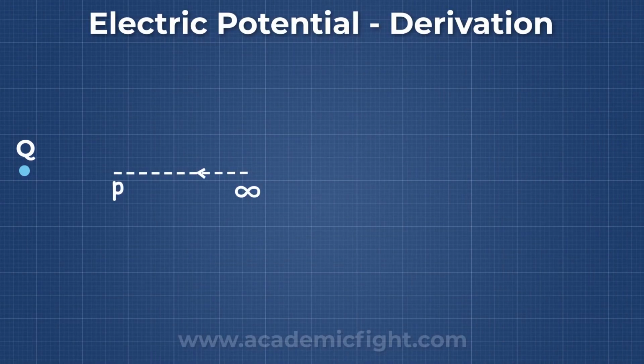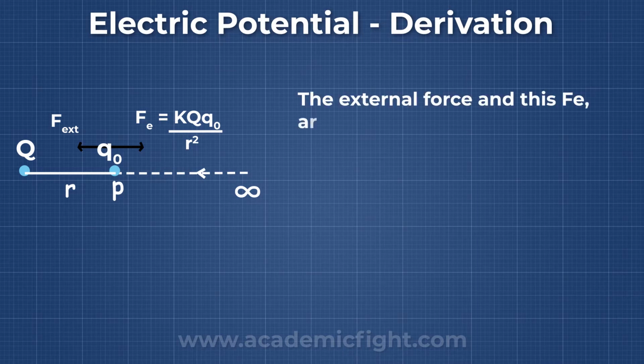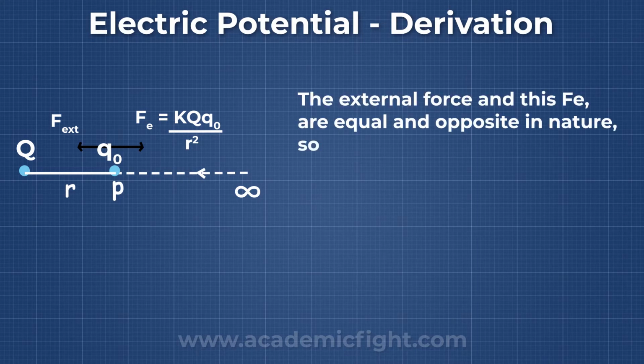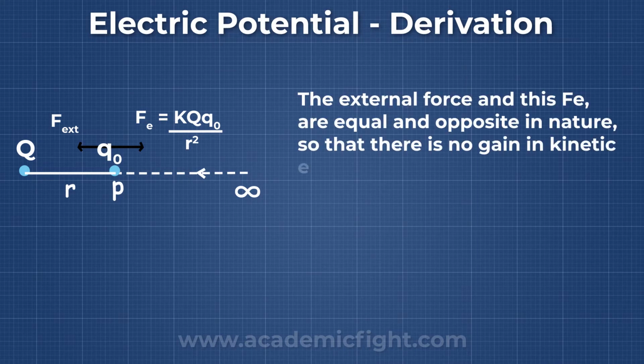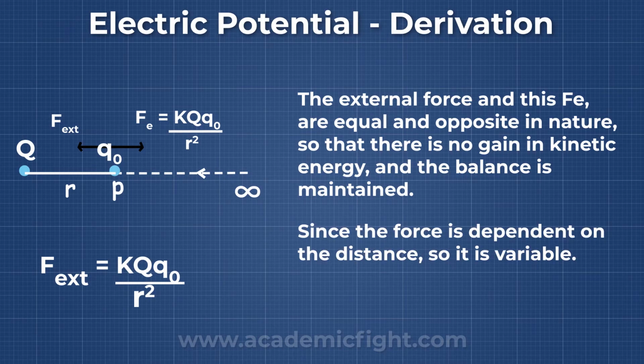Let's say we have a charge, Q, and there is another charge, Q naught, at a distance r. Now the electric force at this point is Fe is equal to K into Q naught divided by r square. The external force and this Fe are equal and opposite in nature, so that there is no gain in kinetic energy, and the balance is maintained. So, therefore, F external is equal to K into Q naught divided by r square. Now, since the force is dependent on the distance, it's variable.